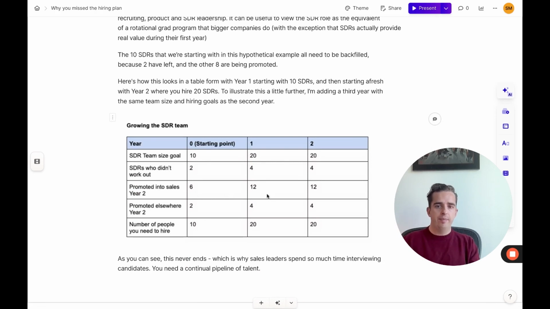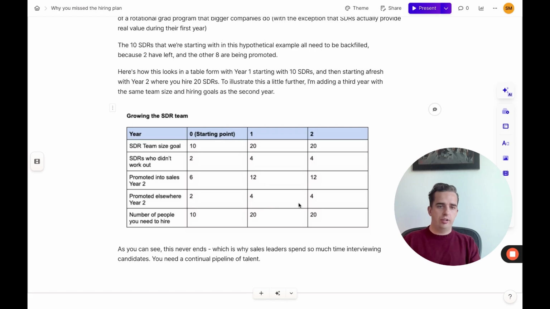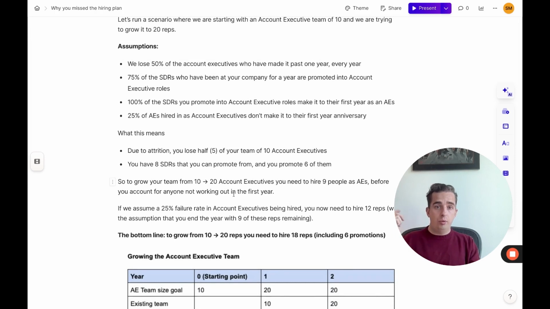In that second year, we're going to promote 75% of them, in this case 12 of them, into an account executive role. It's lovely that we're helping other departments, but we don't really care about that for the purpose of this exercise. Now, we are going to assume that 100% of the SDRs that you promote into account executive roles make it to their first year as an account executive.